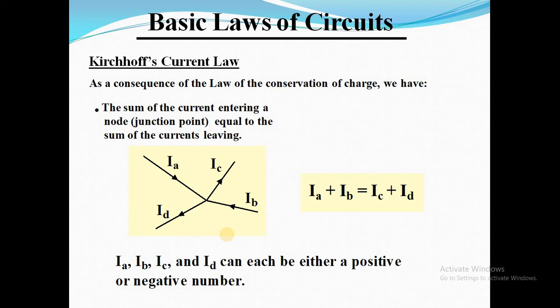The currents coming into the node are equal to the currents going out of the node. How many currents are incoming? IA and IB are incoming. IC and ID are outgoing. So IA plus IB is equal to IC plus ID. That is Kirchhoff's current law. Very simple law.